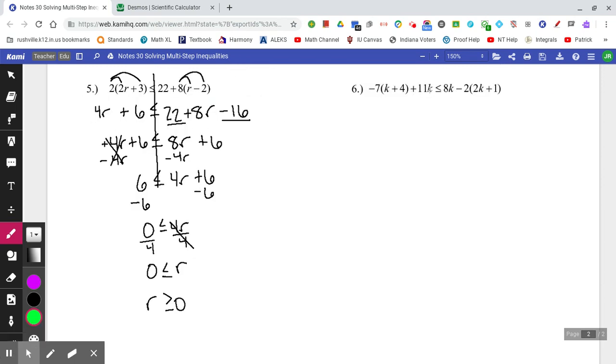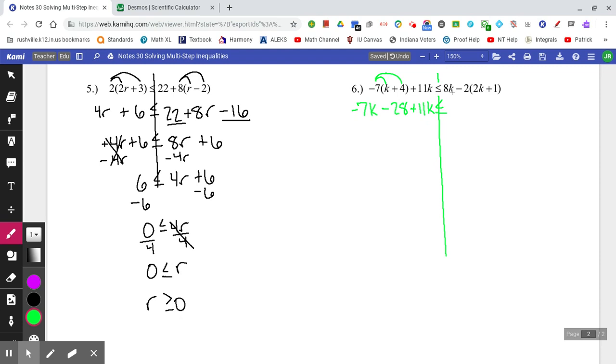All right, last example. Here's my inequality symbol. So once again, I will separate my left-hand side from my right-hand side. And my left-hand side is far from being as simplified as possible. So what I'm going to do is first get rid of the parentheses by distributing. So negative 7 times k would give me negative 7k. Negative 7 times positive 4 would give me negative 28. And then I'm just going to leave the positive 11k because it wasn't inside the parentheses, which means it doesn't get included in the multiplication.